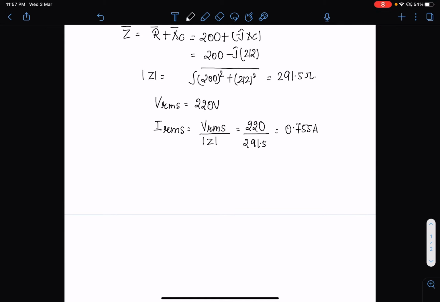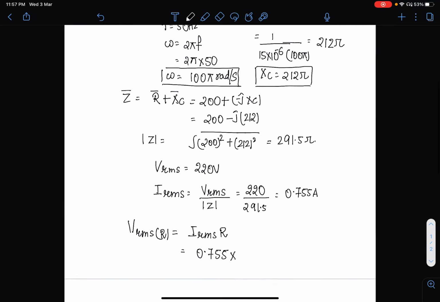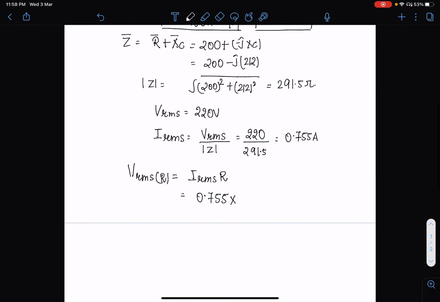So first we'll calculate VRMS across the resistor, that can be written as IRMS into resistance, right? So you can write like this. IRMS we have already calculated here, 0.755, into resistance. Resistance is how much? It is 200, so into 200, right? If you calculate this, it will come to about 151 volt, right?